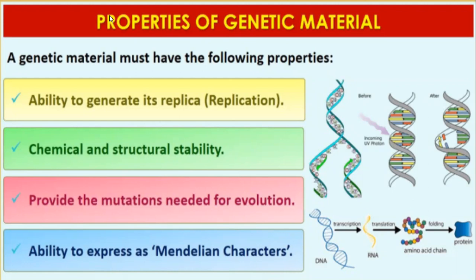Okay, guys, now let's move on with the properties of genetic material. A genetic material must have the following properties: ability to generate its replica, chemical and structural stability, provide the mutations needed for evolution, and ability to express as Mendelian characters. So these are the properties required for a genetic material. Is that clear? Okay, fine.